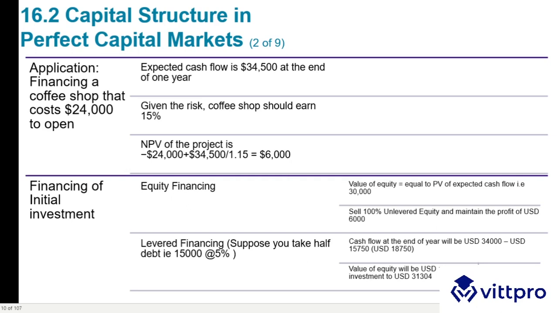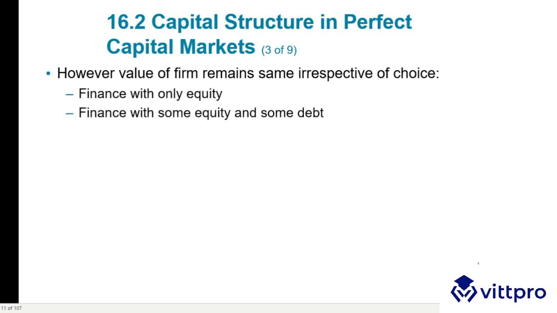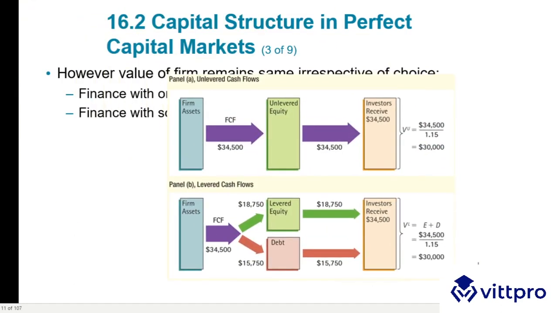So that is the perfect capital market. Normally the value of the firm will increase due to the saving from the debt. So that's the normal theory. But the theory says that the value of the firm remains the same irrespective of your financing choice. Financing with equity or financing with some equity and some debt is not going to change it. So your cost of capital will increase. Usually this is how it should look.